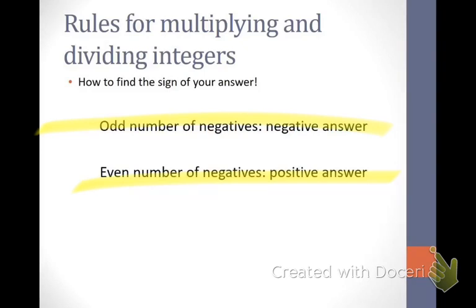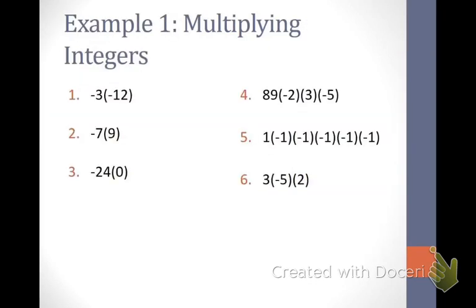Okay, so example 1. In example 1, I'm multiplying integers. So I'm just going to multiply like I normally do. I am going to change number 4 up a little bit, but I just multiply like I would normally do. I don't even look at my sign to start with. I just want to multiply the absolute value of my numbers. So what's 3 times 12? 36. 3 times 12 is 36.